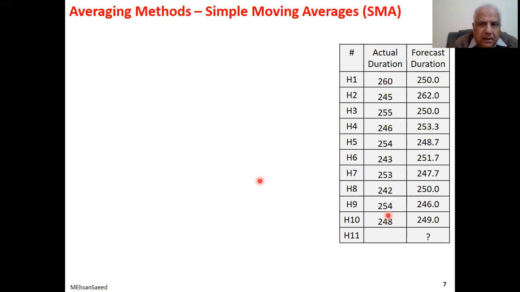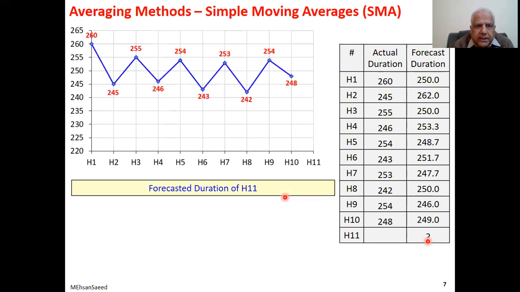Okay, the problem is to work out the forecast for house number 11 using averaging techniques, and the first one is the simple moving averages. Let us first of all plot the data. These are the same actual values, 260, 245, 255, 255, etc., as depicted in the actual duration column. And we have to find out the forecast for house number 11.